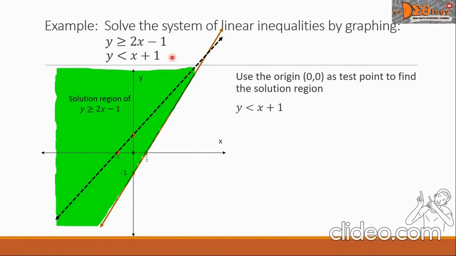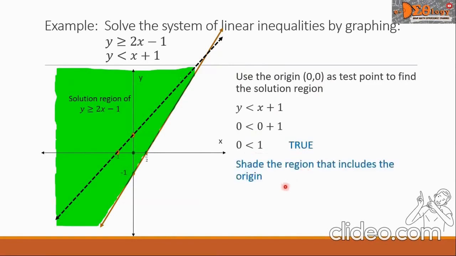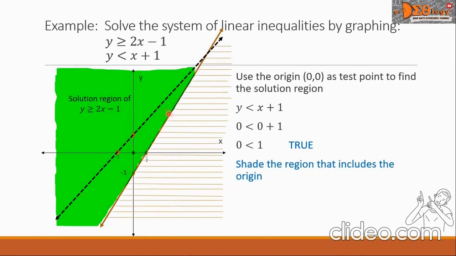So our second inequality we will copy here, and let us substitute the origin values. So we have 0 is less than 0 plus 1. Simplifying our right side, we have 0 is less than 1. And this is a true statement. It means to say we're going to shade the region that includes the origin. In our discussion, I'm going to use lines to shade the region. And this is now the shaded region of the second inequality.